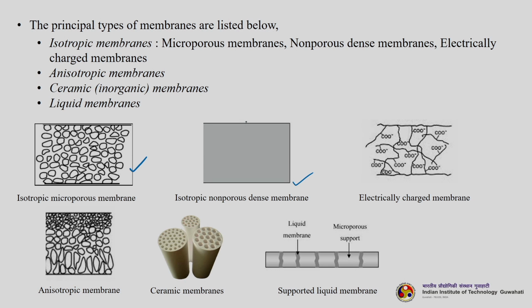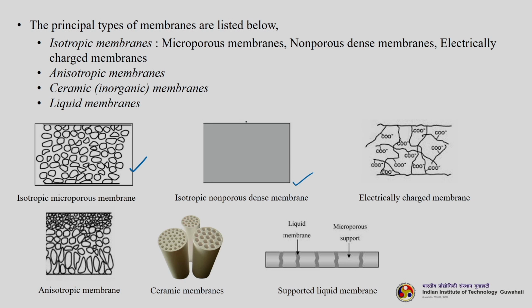Very small pores may be present, but they are not visible or cannot be seen, right. And electrically charged membranes also come under isotropic membranes. So, different types of cationic groups or anionic groups are fused along with the membrane material, so as to make it either a cationic membrane or an anionic membrane, or we can have a bipolar membrane, where both cations and anions are present.